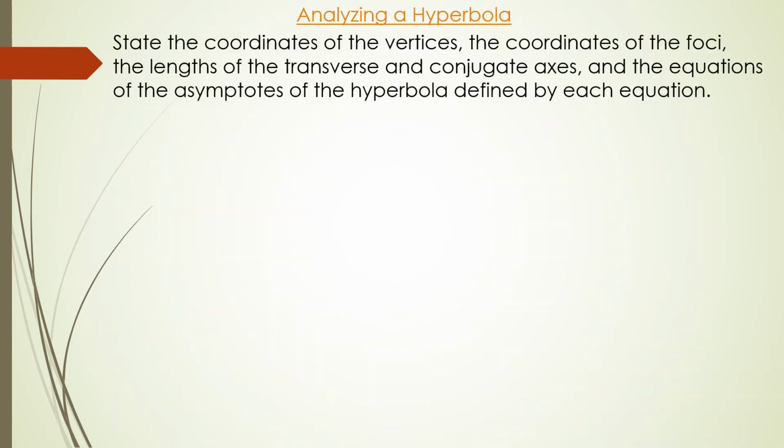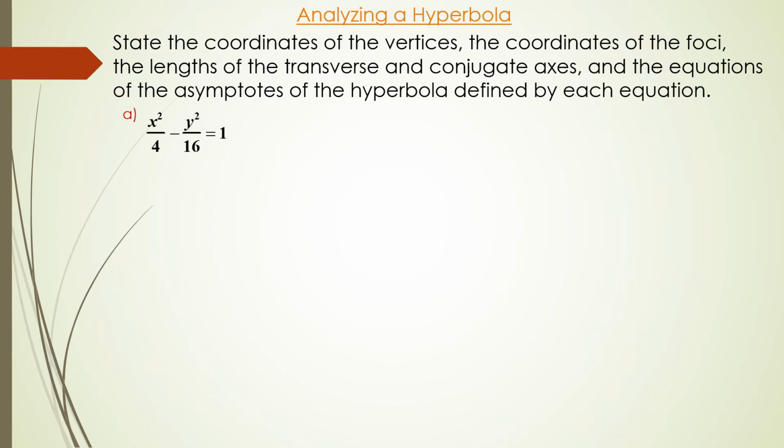Alright, so let's have our examples. State the coordinates of the vertices, foci, length of the transverse and conjugate axis, equations of the asymptotes. So we have here x squared over 4 minus y squared over 16 equals 1.